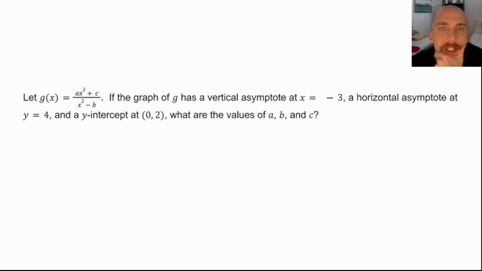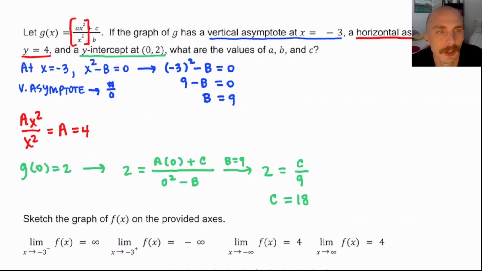Right, here you go. I think I'm going to copy in my extremely detailed work for this and let you check your progress against mine. This one's a little more challenging though, so give it a shot with the video paused. The answer's coming in a couple seconds. All right, there you go. So I use the vertical asymptote to determine the value of b, the horizontal asymptote to determine the value of a, and then the y-intercept to determine the value of c.